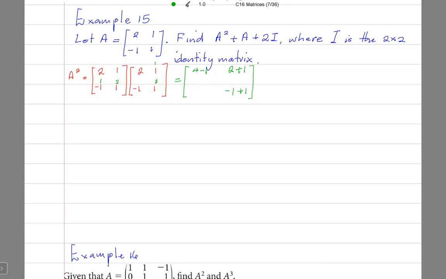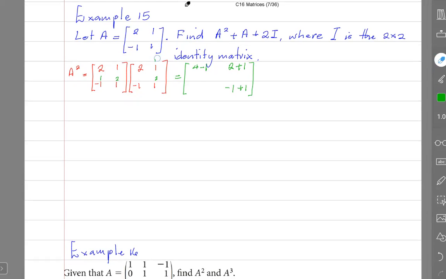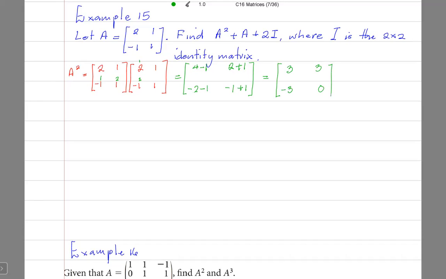Same bottom row, but this time by the left column. First element in the row by the first element in the column. So it's minus 1 times 2, which is minus 2. And 1 times minus 1 is minus 1. So A squared would be the matrix 3, 3, 0 here, and minus 3 here. That's the matrix A squared.